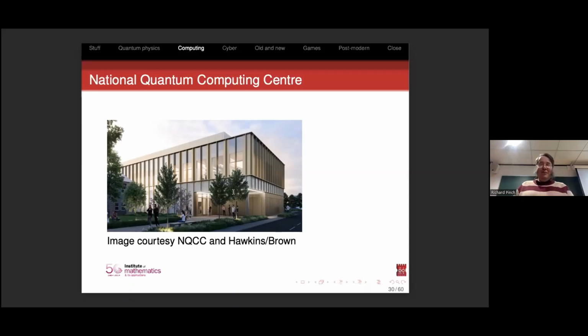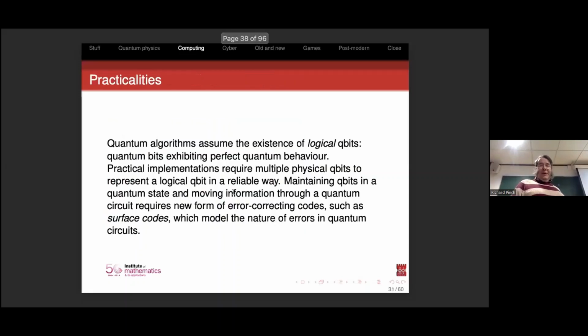A real live picture would show something slightly less impressive, but it will be up and running later this year, and it will be a laboratory with quantum computing equipment in it, at which researchers can work. I think they are more interested in the physical aspects, but mathematicians have something to say there too. I'll say what that is on the next slide.